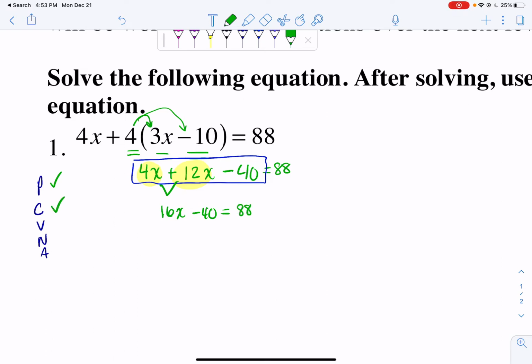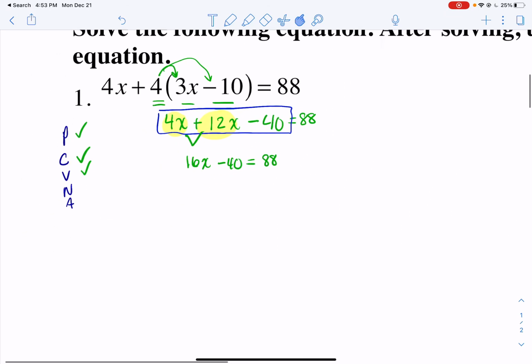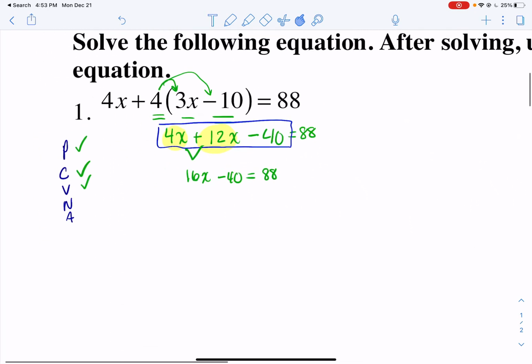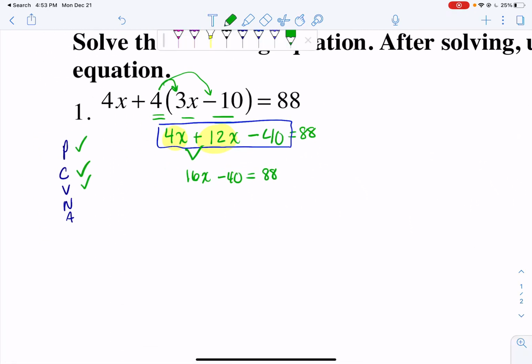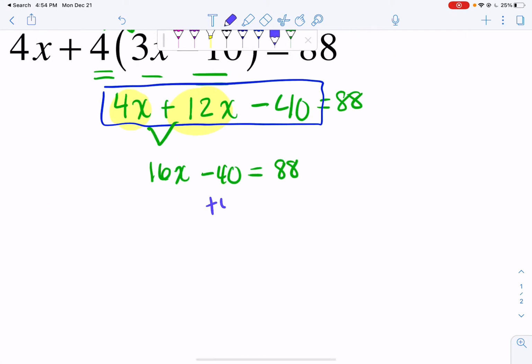And boom. The V stands for are all your variables on the left-hand side of your equal sign. Well, if you look, all my x's are right over here, so there's nothing for me to do. So, yep, it is. Now, I have to ask myself, N. Are all my numbers on the right-hand side of my equation? Well, if you look, I still have a minus 40 that I want to get rid of. So I have to ask myself, how do I get rid of a minus 40? Well, you add 40 to both sides.